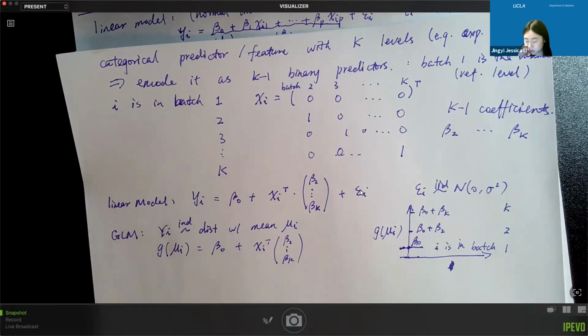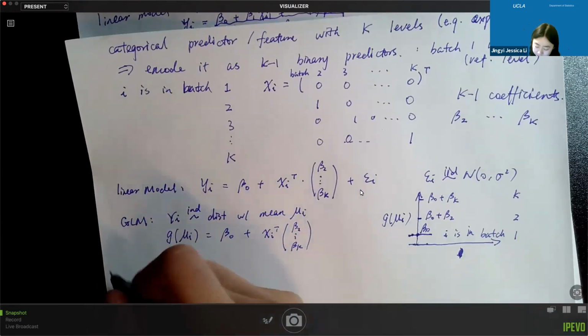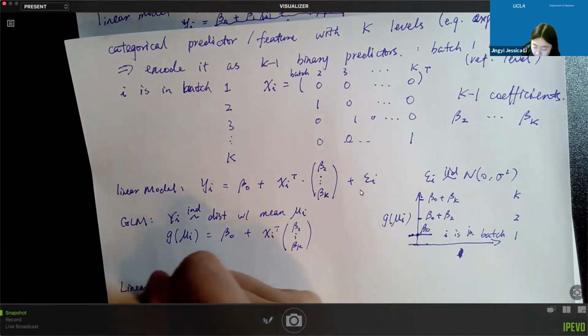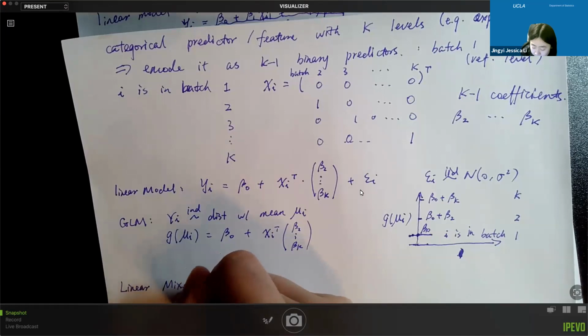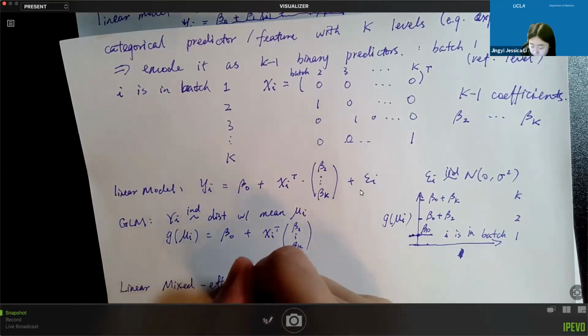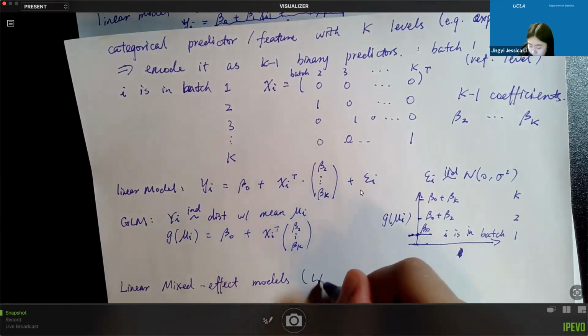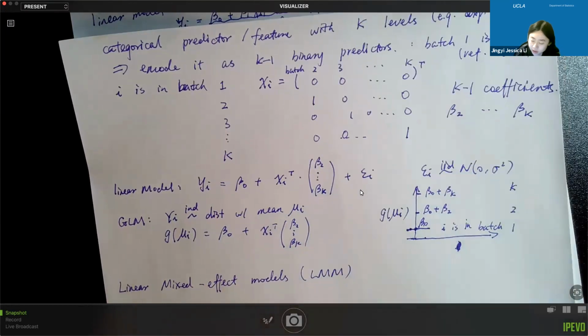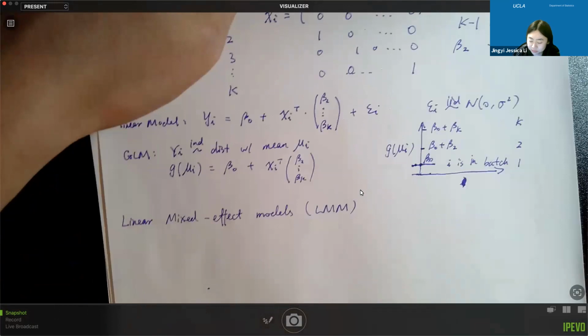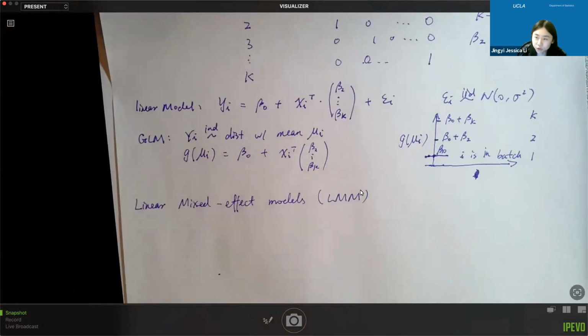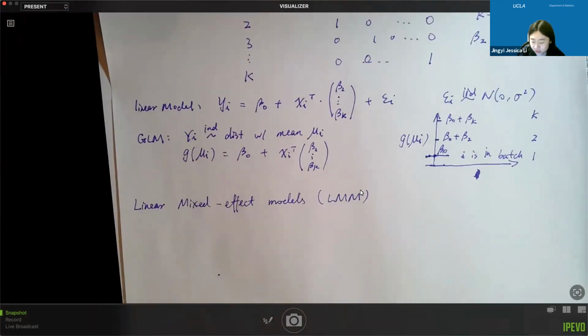So now I'm going to tell you a little bit about what we call the linear mixed effect models, LMM. In my other class 205, I spent quite some time to talk about this. So we will just give a very brief introduction here from the application perspective. But if you are interested in checking out more, you can watch the video from the other class.